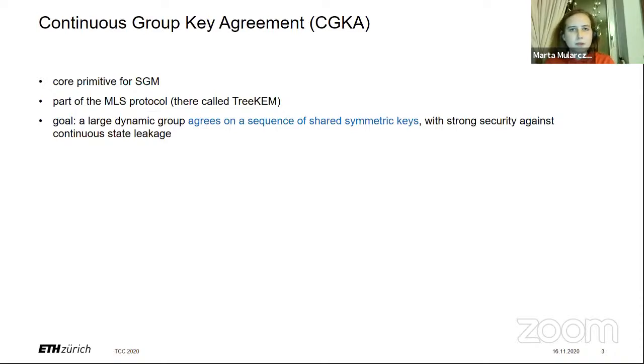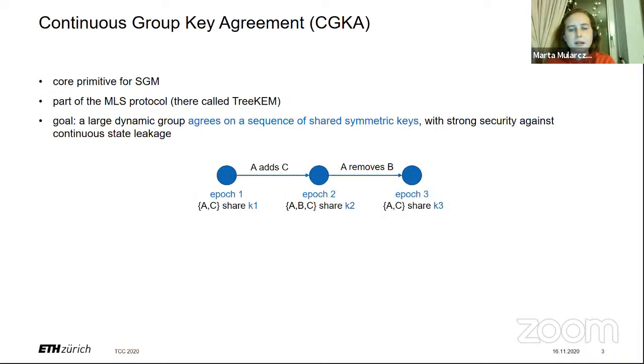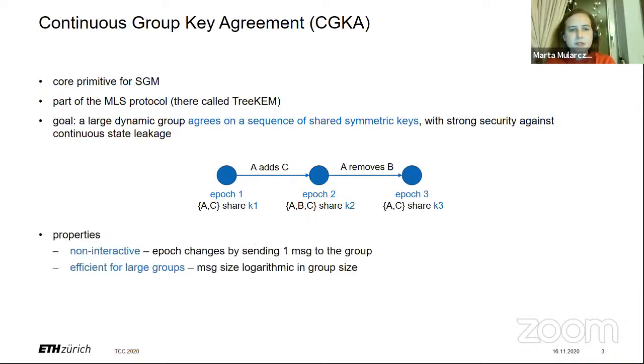Really, the way you should think about CGKA is that it creates a bunch of epochs, where in each epoch we have a fixed set of group members who share a symmetric key, and they can use this key to encrypt messages to the group. The two important properties that we want are that it's non-interactive, so an epoch can be changed by sending just one message to the group, and that it's efficient, so the message size should be logarithmic in the group size, or fair-weather logarithmic. This is the functionality that we want.